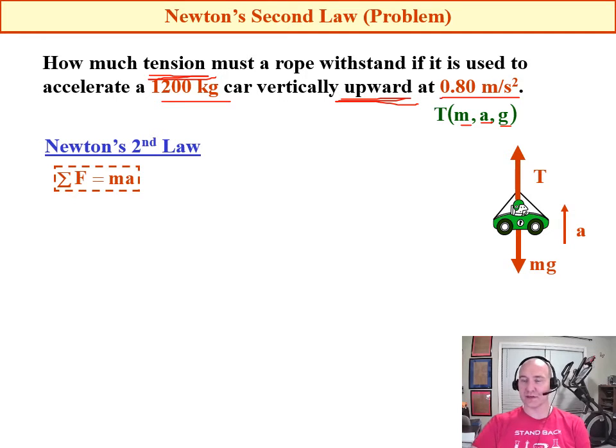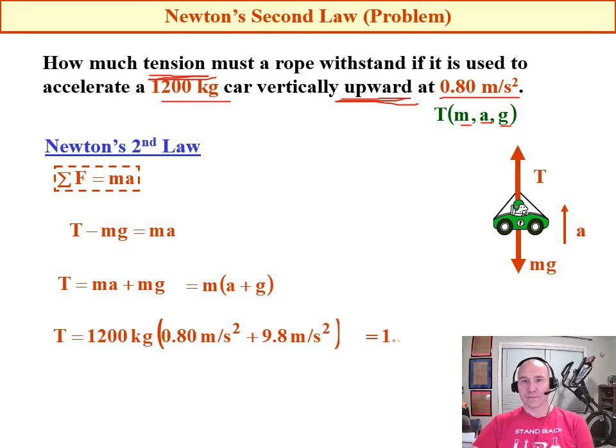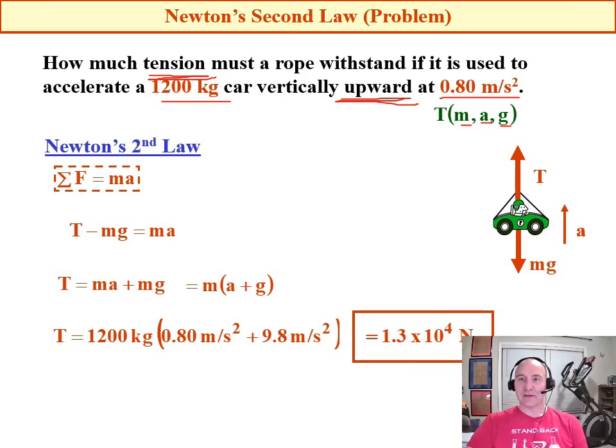So what's the force of tension? Tension minus the force of gravity, which is mass times 9.8, is equal to mass times acceleration. Take that mass times 9.8 to the other side, plug in your numbers, solve for tension, and you get about 13,000 newtons. That's 1.3 times 10 to the 4th newtons.